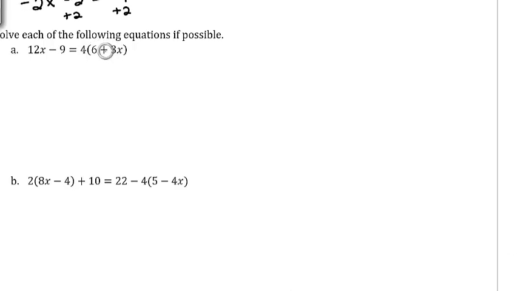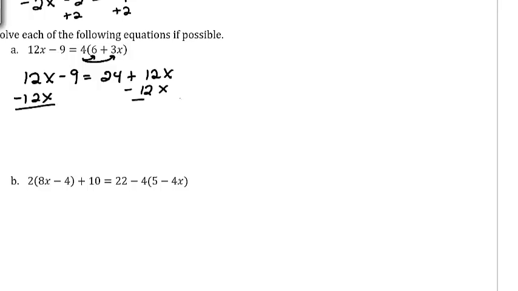And so we need to simplify the right-hand side, which means we're going to distribute this 4. That gives us 12x minus 9 equals 24 plus 12x. And always get your x's in place first and then do the constants. So I want to move all of the variables over onto the left-hand side. So I'm going to subtract 12x from both sides. And so now 12x minus 12x is nothing, and so I'm left with negative 9 equals 24.